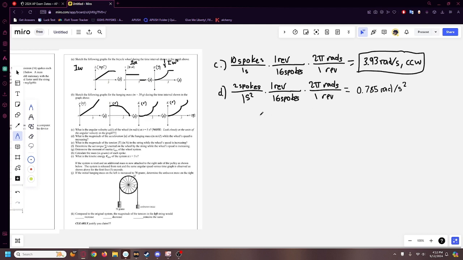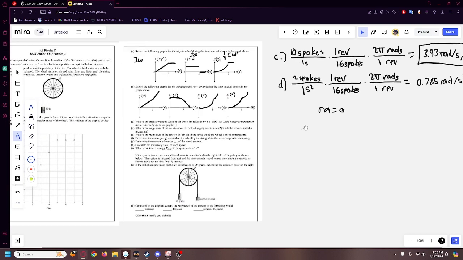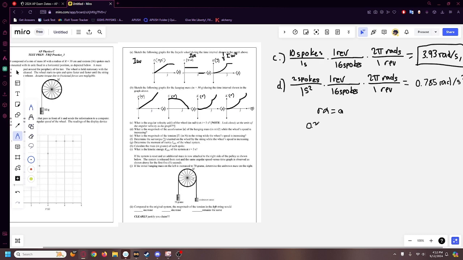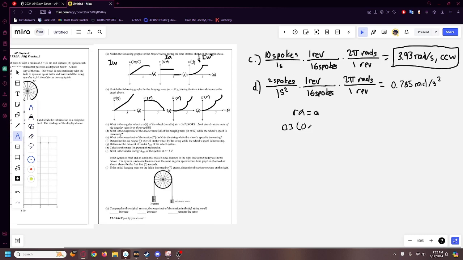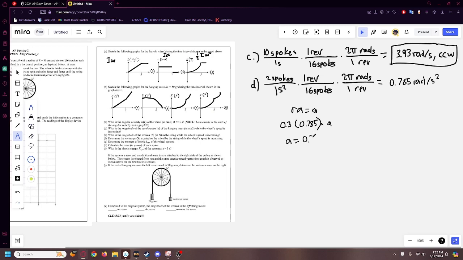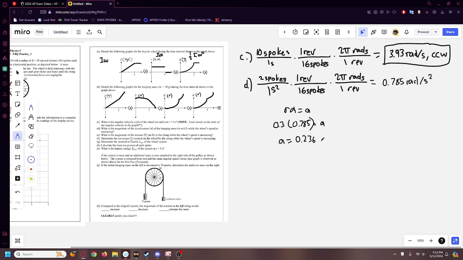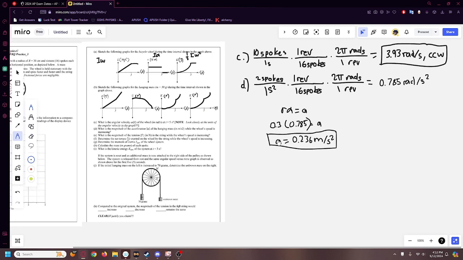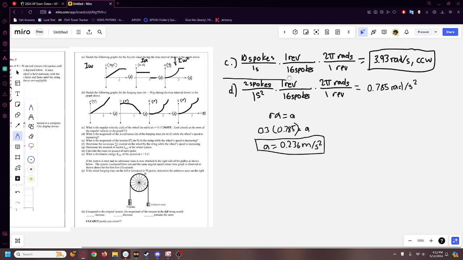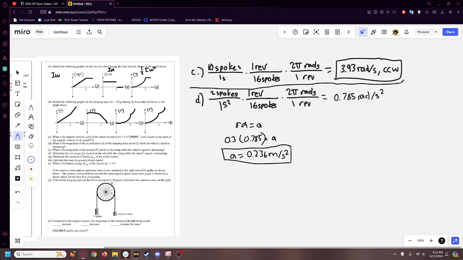And then R alpha is equal to A. R is given to be 30 centimeters, or 0.3 meters, times 0.785. And when we multiply this, A is equal to about 0.236 meters per second squared.